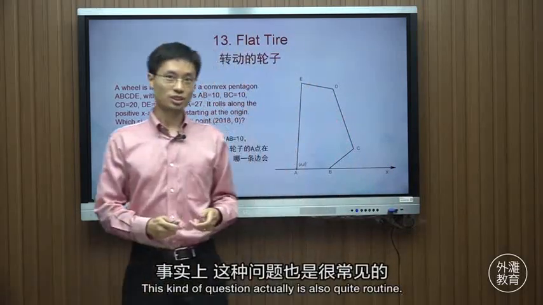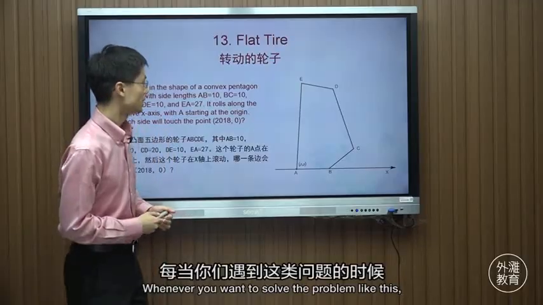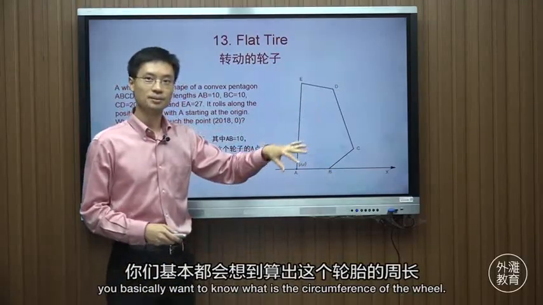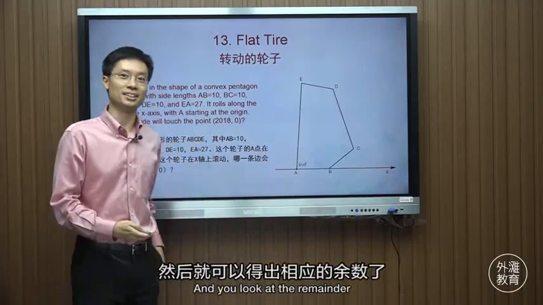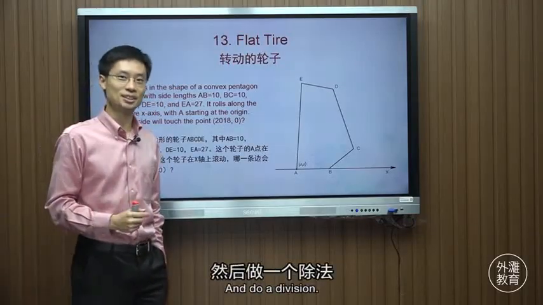This kind of question actually is also quite routine. Whenever you try to solve a problem like this, you basically want to know what is the circumference of the wheel, and then that tells you how many revolutions you will have, and you look at the remainder. So it looks like I just have to calculate the circumference and do a division.